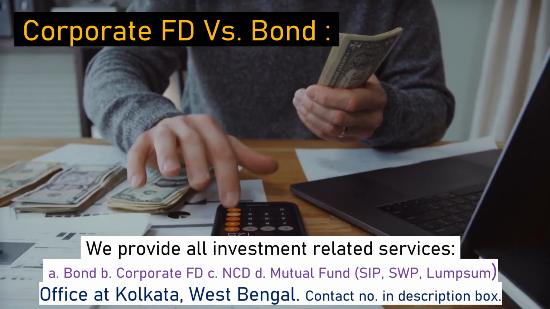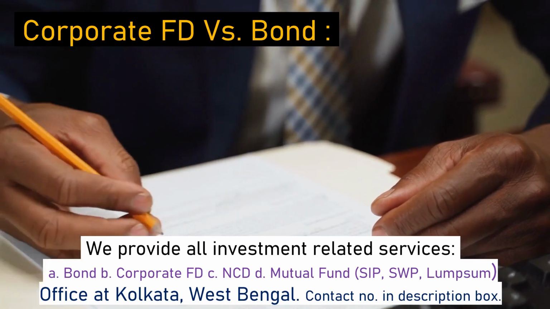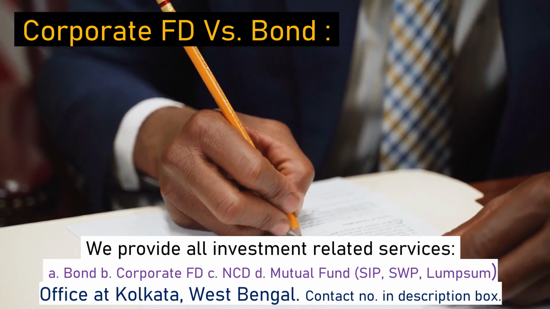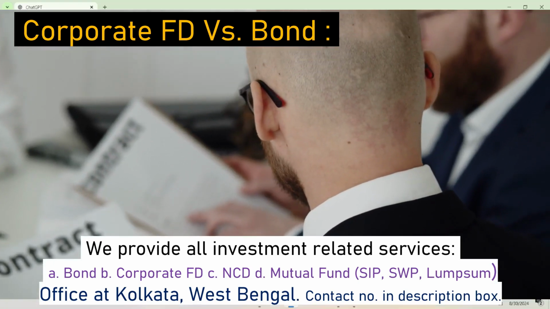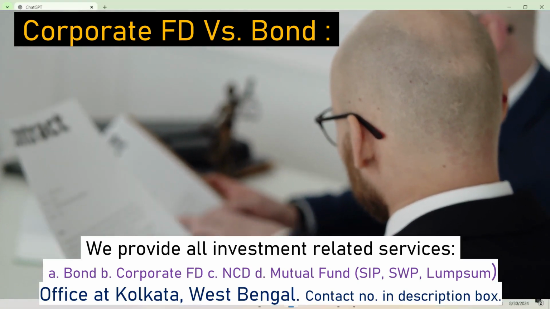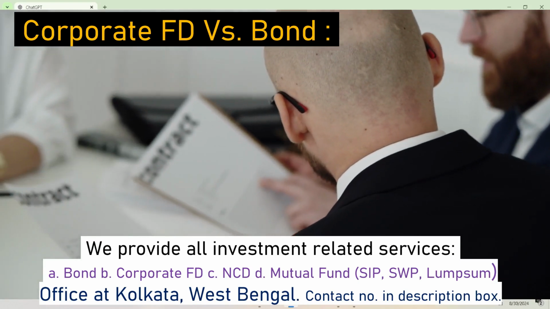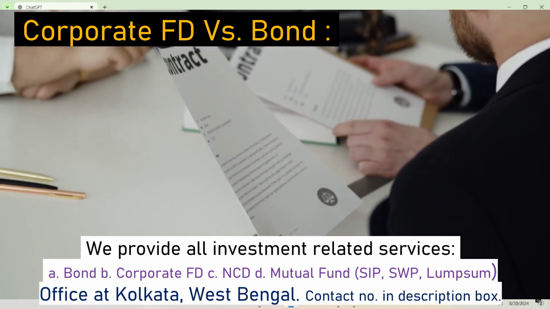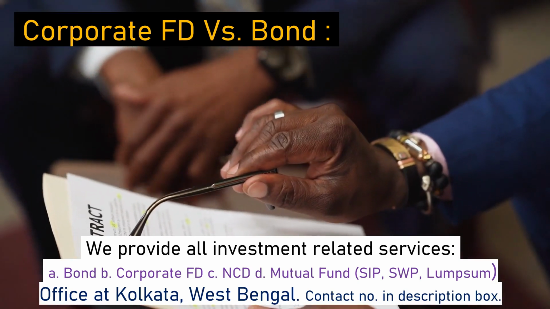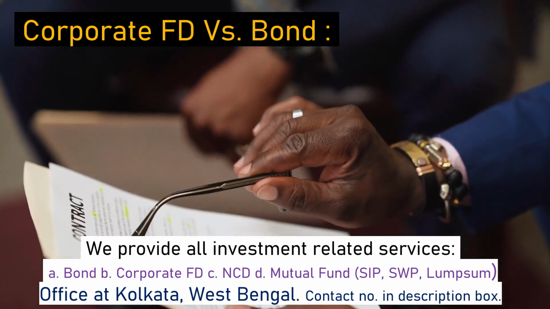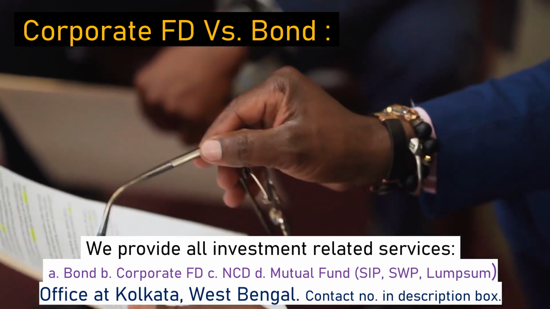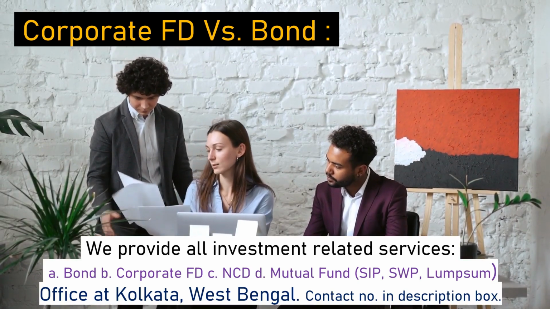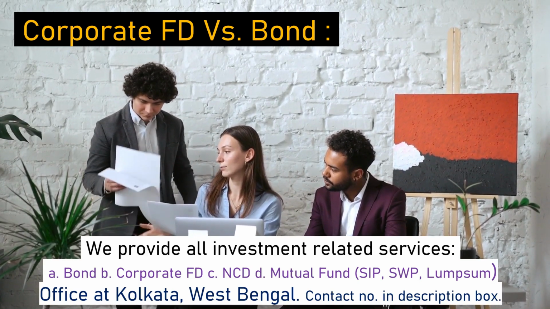So let's see what a bond is. Bonds are debt securities issued by companies, governments or other entities to raise capital. When you buy a bond, you are lending money to the issuer in exchange for periodic interest payments and the return of the principal at maturity. Now comes the point of return. Bonds typically offer lower returns compared to corporate FDs, but they are generally considered safer, especially government bonds or bonds from highly rated companies. Some bonds have floating interest rates linked to a benchmark, while others have fixed rates.